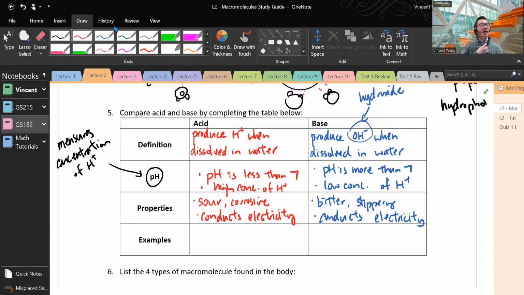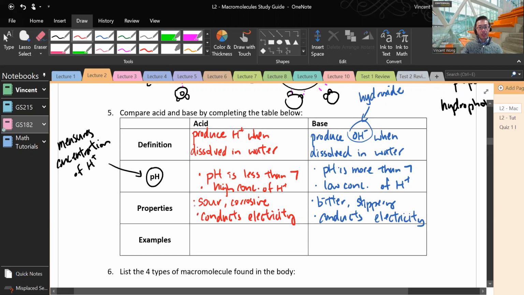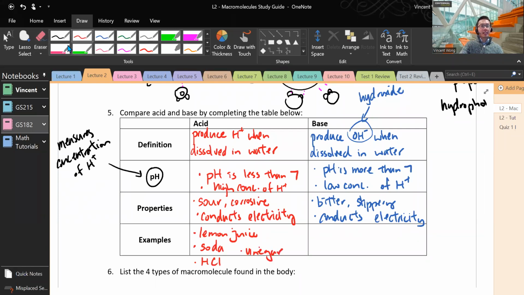Can I get some examples of acids, please? Could be ones that you are familiar with at home. Yeah, lemon juice, right? I don't know if the whole lemon is acidic. Lemon juice, acidic. Yeah, soda, right? There is the phosphoric acid in it, carbonic acid in it. Orange juice, good. Someone said HCl, which is in your stomach. Very good. Vinegar, right? All these are acidic stuff.